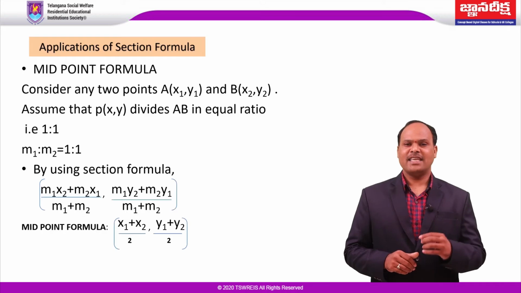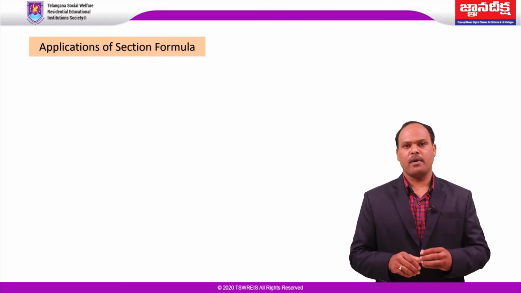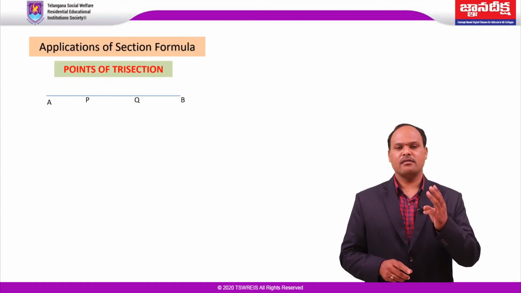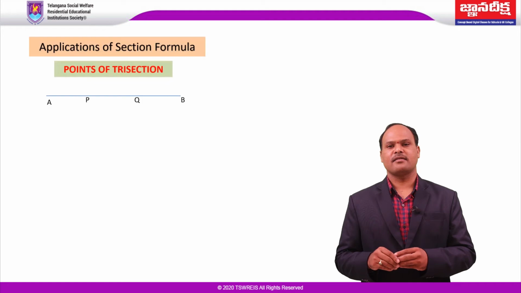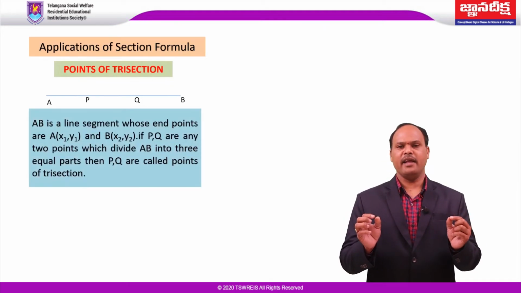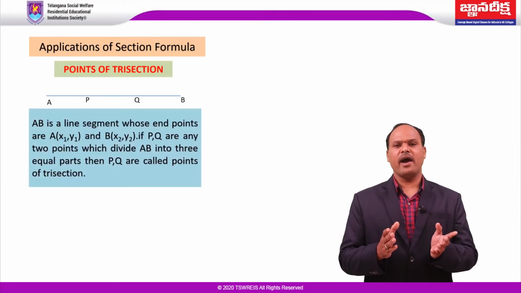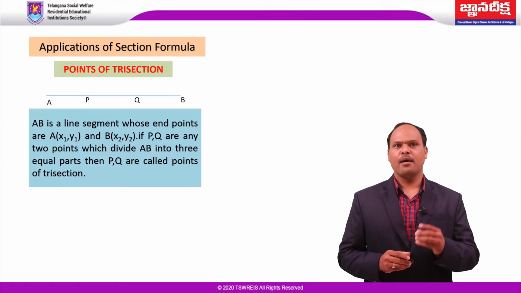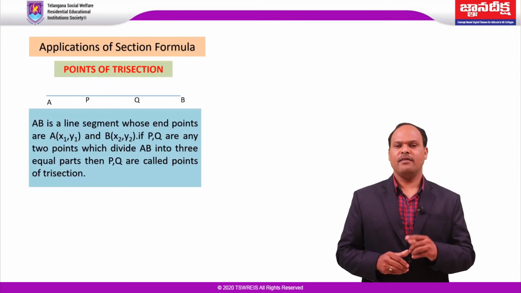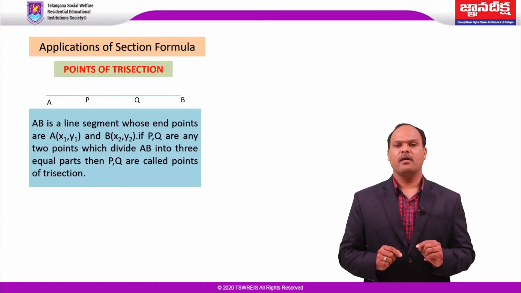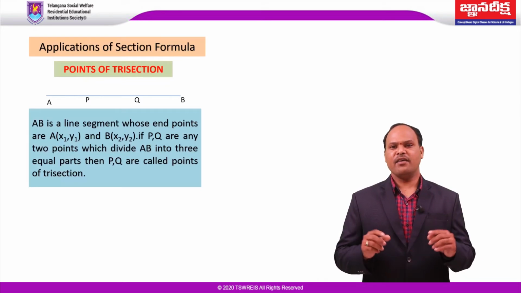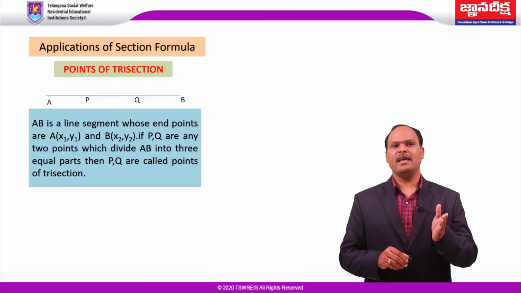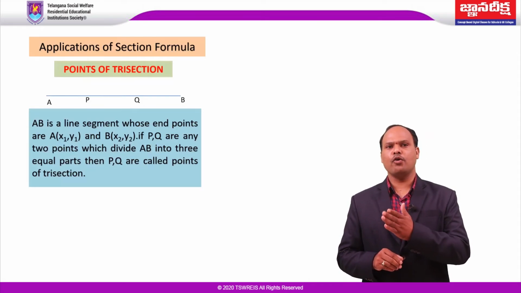And the next concept, this is also an application of section formula: points of trisection. What is meant by trisection? Tri means 3, section, equal parts. So if we have a line segment AB, the points which divide AB into 3 equal parts are known as points of trisection. For example, I have taken line segment AB, and the points P and Q here divide line segment AB into 3 equal parts, that is AP is equal to PQ is equal to QB.